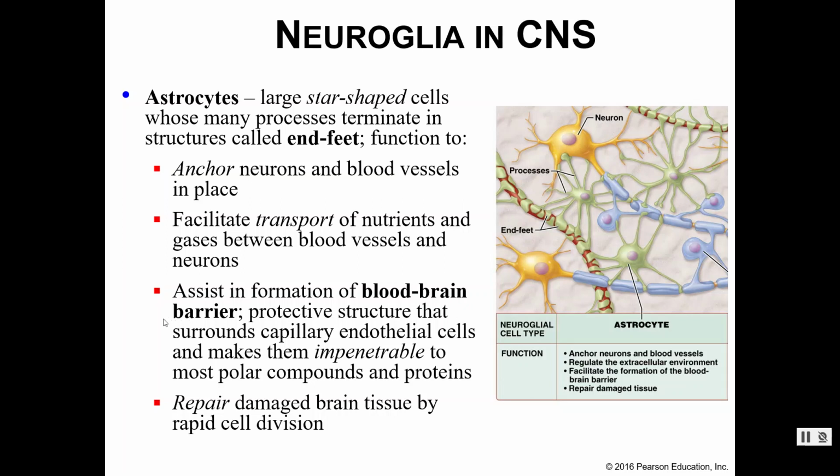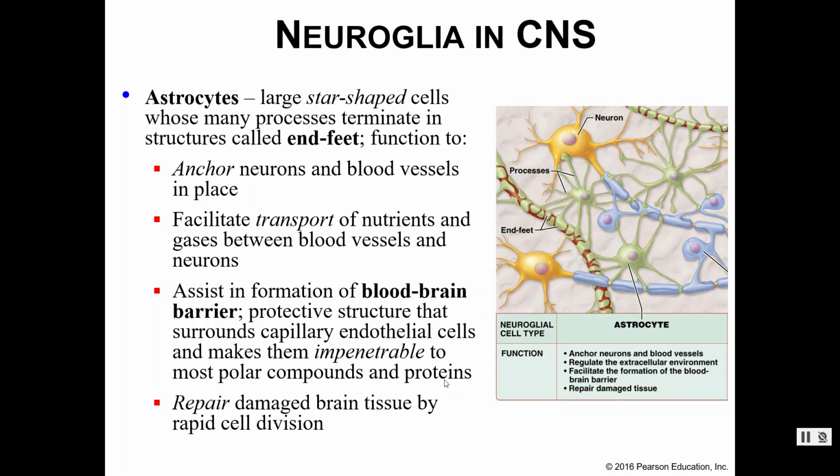Okay. We have a protective structure that surrounds the capillaries. Okay, and makes them impenetrable or impermeable to most polar compounds and proteins. Okay, so we do not necessarily want a lot of things getting in and out of our brain capillaries. Now, we do have exceptions. Okay, we do want some things to get in and out of our capillaries. Okay, so for example, oxygen and carbon dioxide, we would want to be able to do gas exchange, but those aren't polar compounds and those aren't proteins.